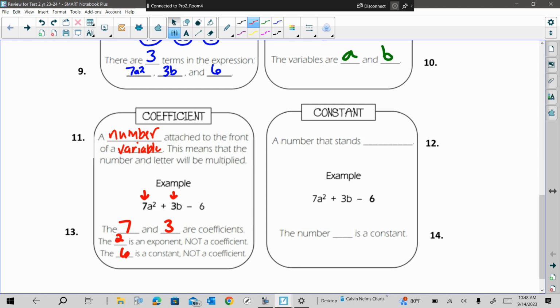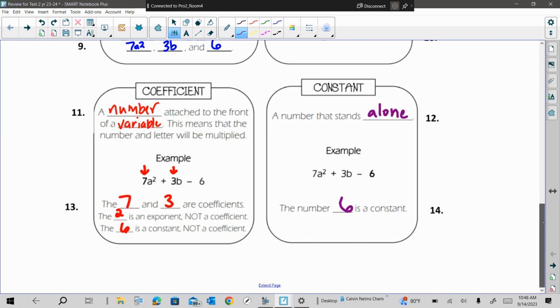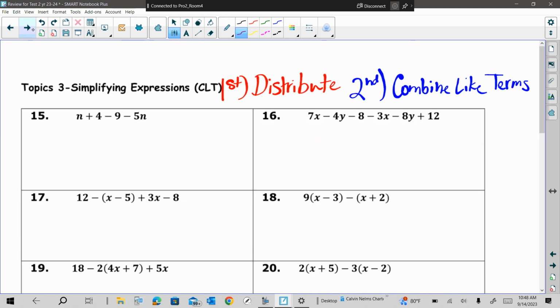So the last thing, a constant, this is a number that stands alone by itself. Okay? Yeah, number 6 is the constant. So topic 2 is knowing these terms and being able to identify them in an expression. I might not ask you to define it, but I'm going to ask you to locate it in the example.